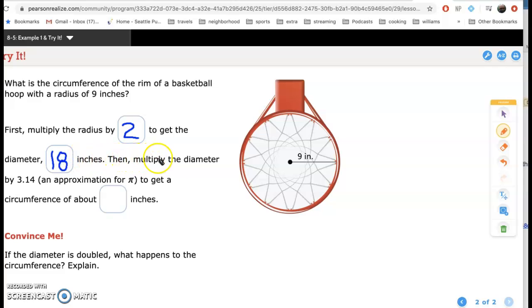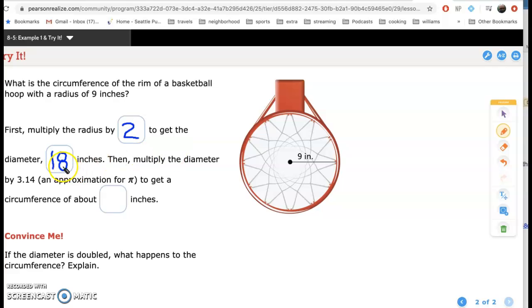Then I multiply the diameter by 3.14, an approximation for pi, to get a circumference of about blank inches. So we're using an approximation of pi, meaning that if you multiply by 3.14, you'll get a different number than if you multiply using the pi button. Okay? That's okay. We are allowing you to have that amount of variability in your answers. And it also says about, and so that means it wants an approximation.